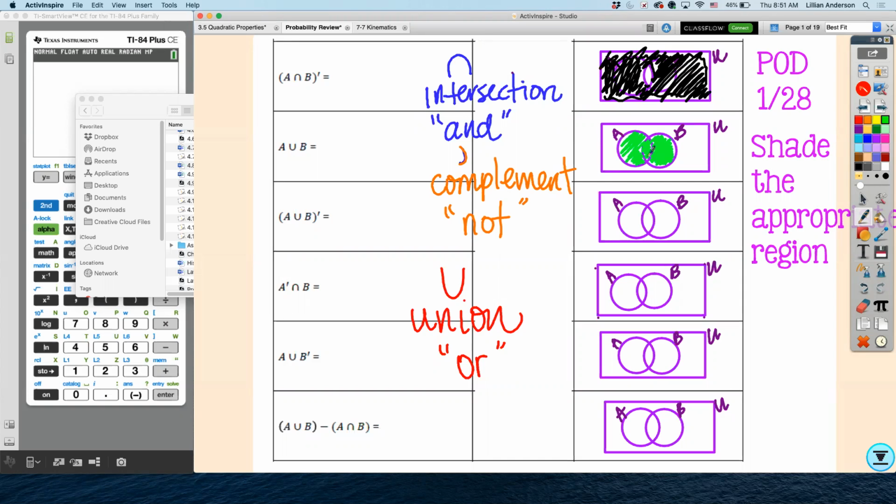So if the union is all of the bubble, including the intersection, then the next one that has the complement would be what? It would be everything outside. Everything outside the box. I'm not including the circles at all.